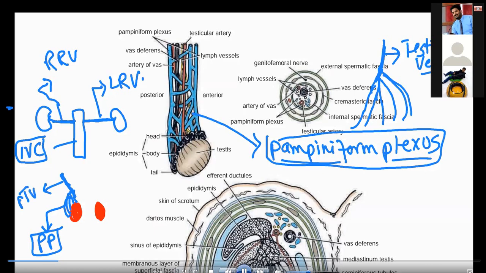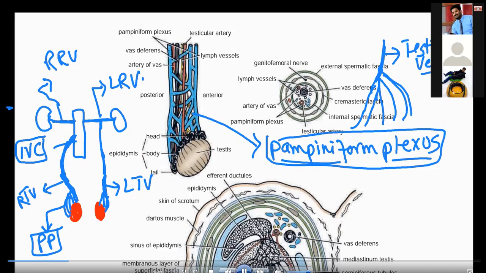On the right side, it will be your right testicular vein. On the left side, it will be your left testicular vein. Now, the important point which you must remember is that this right testicular vein is going to throw the venous drainage of the testes and the epididymis directly into the inferior vena cava. But your left testicular vein is going to throw the blood into your left renal vein. Which vein? Left renal vein.